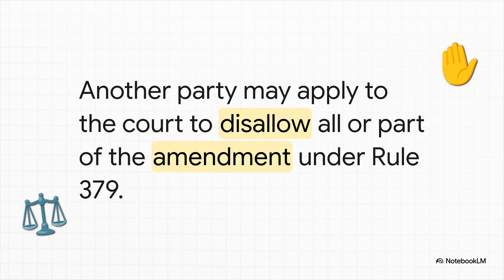If you make an amendment and the other side thinks you're out of line, maybe it's prejudicial or just a delaying tactic, they have a way to fight back. Under Rule 379, they can run to the court and ask for your amendment to be disallowed. They do have to be quick about it, though. And here is one of those key numbers you need to commit to memory for the exam.